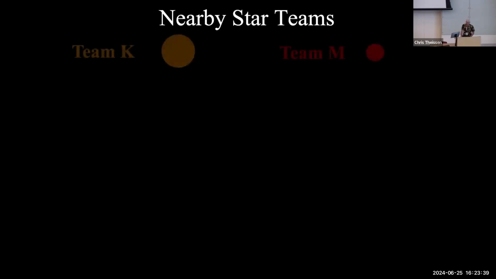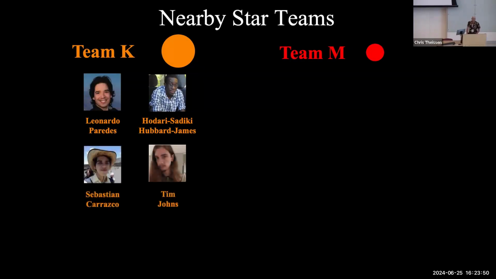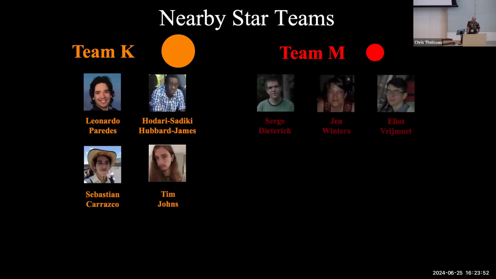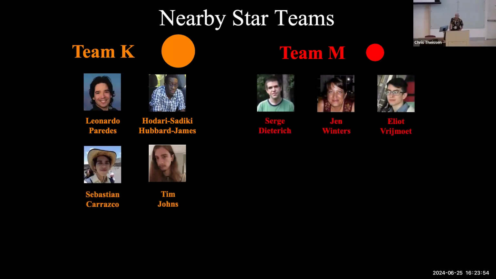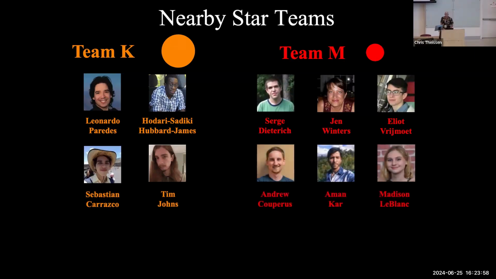We have two teams of students working on this. We have Team K and Team M. Leonardo and Hadari have graduated from the group. They're off building their careers. Sebastian and Tim are in the crowd. Serge, Jen, and Elliot are all still working on the sample with us. Jen and Elliot are in the crowd. And then Andrew, Aman, and Madison are the second wave of the M dwarf aficionados.